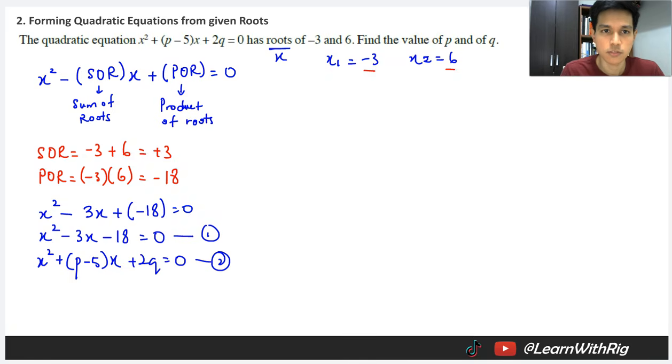Right? So you got two equations here for you to solve. So what are you going to compare? First thing is, these two are already the same, so you can just ignore that. So what is next? The x coefficient, correct? So the x coefficient is here negative 3, here is p minus 5. And then here the constant term 2q is the same as negative 18. So you're going to solve using that.